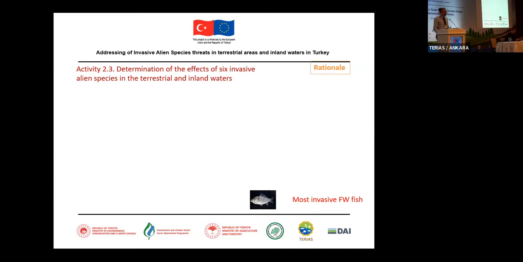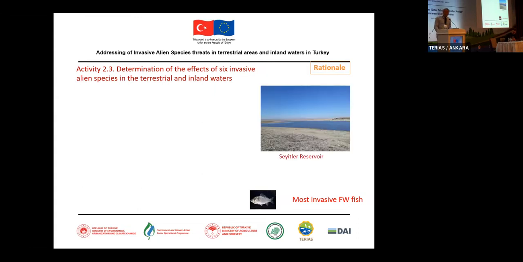Then, as a fish expert team here, we've been working for more than 2 years now. It's almost 3 years as a project duration to understand 2 invasive species in some pilot areas, and the impact of these invasive species on the native communities. So we studied this pilot area for gibel carp in Seyitler Reservoir. It is about a 3-hour drive from here.